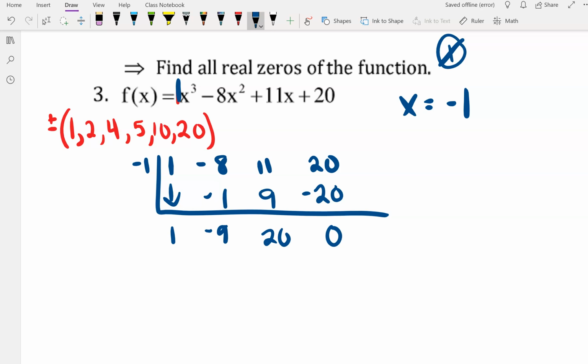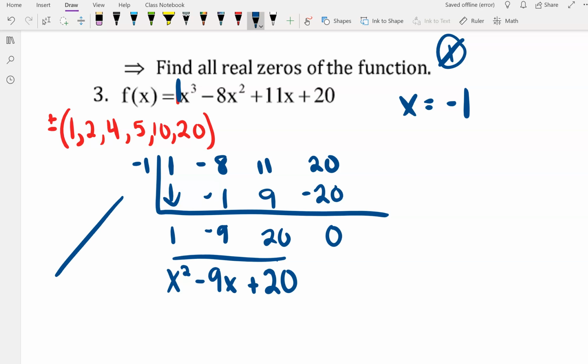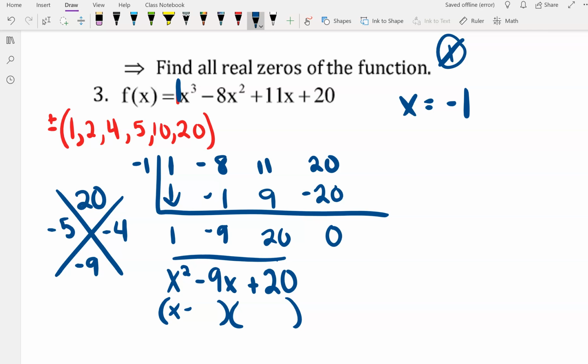Then I'm going to write this as a polynomial. This is going to be 1x squared minus 9x plus 20. And now that I have something that's more simplified, I can factor this to find the other two solutions. I do the big X, what multiplies to 20 but adds to negative 9. That's going to be negative 5 and negative 4. So this will factor, since this is an easy trinomial, to just x minus 5 times x minus 4.